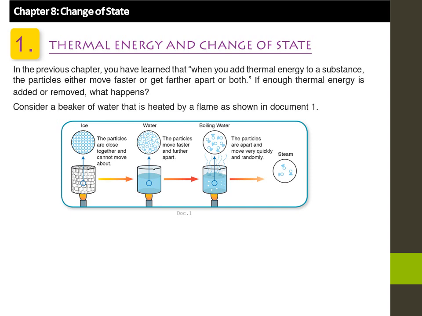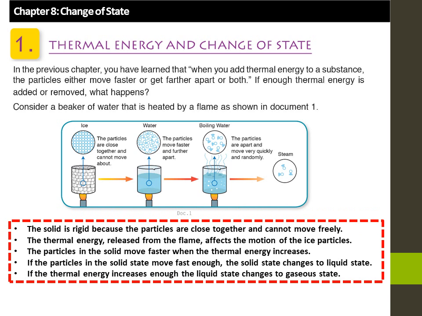The particles in ice are close together and cannot move freely. When heated, the particles move faster and further apart. Ice becomes liquid water. When liquid water is heated, the particles are apart and move very quickly and randomly. Liquid water changes to water vapor or steam.